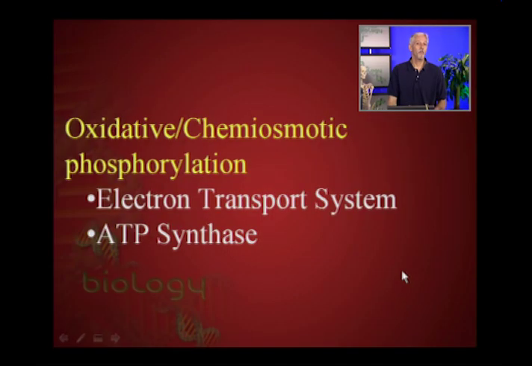Okay. Now, by far then, the majority of ATP molecules in nature are produced by another type of process, and we refer to that as an oxidative or chemiosmotic phosphorylation. And there are 2 components to an oxidative or chemiosmotic phosphorylation. One involves an electron transport system, and the other aspect of this is ATP synthase.